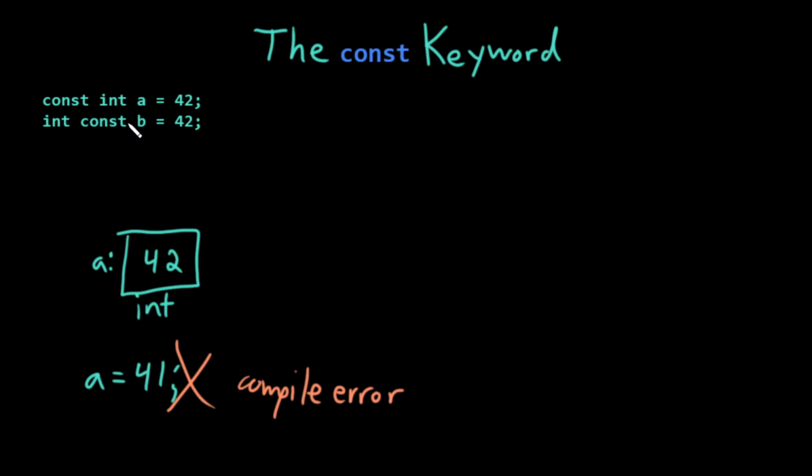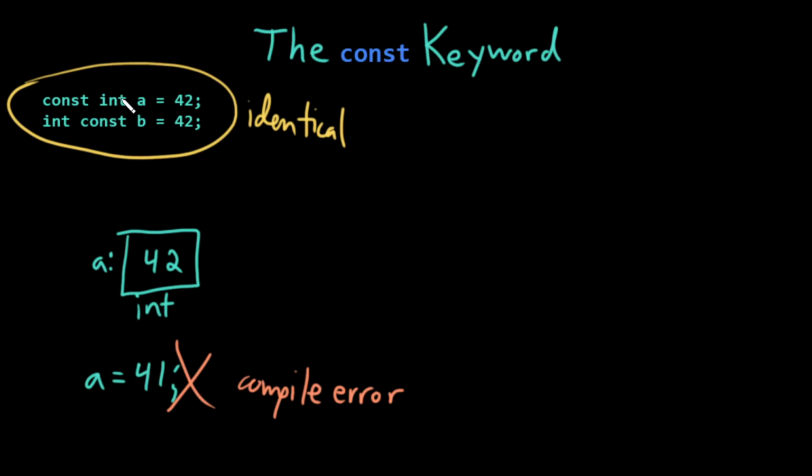The second line of code, int const b equals 42. So this is the same thing as the previous line, except I've swapped the order of const and int. It turns out that these two things are identical. I can say const int, or I could say int const. Either way is equivalent. And the result would be, again, a variable of type int, this time called b, but same thing. And its value is 42. And again, this is const. It can never be modified. So I can do const int, or I could do int const.